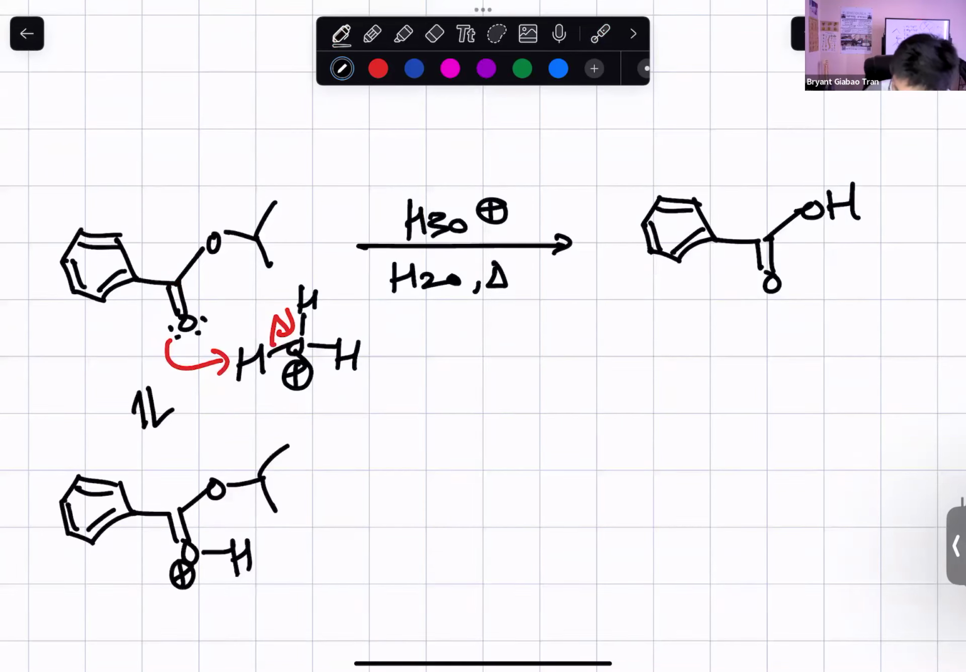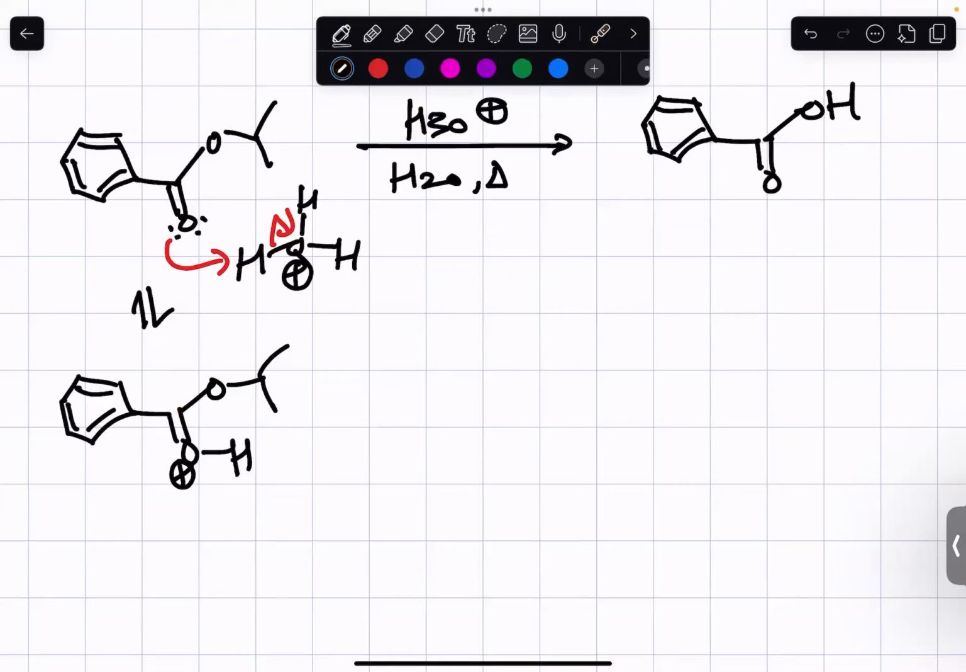To give us this protonated oxygen here. Now, once we have this activated electrophile, what should be the next step here?